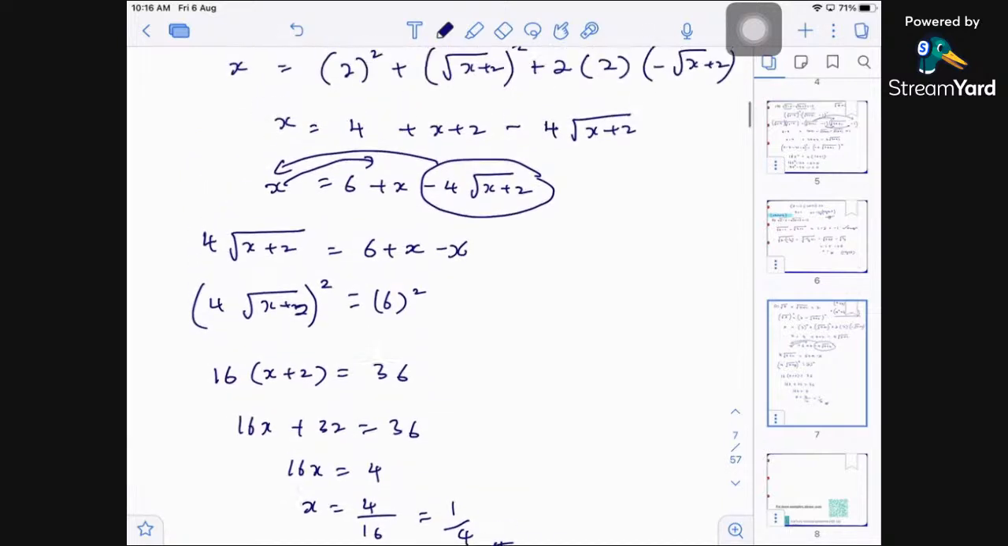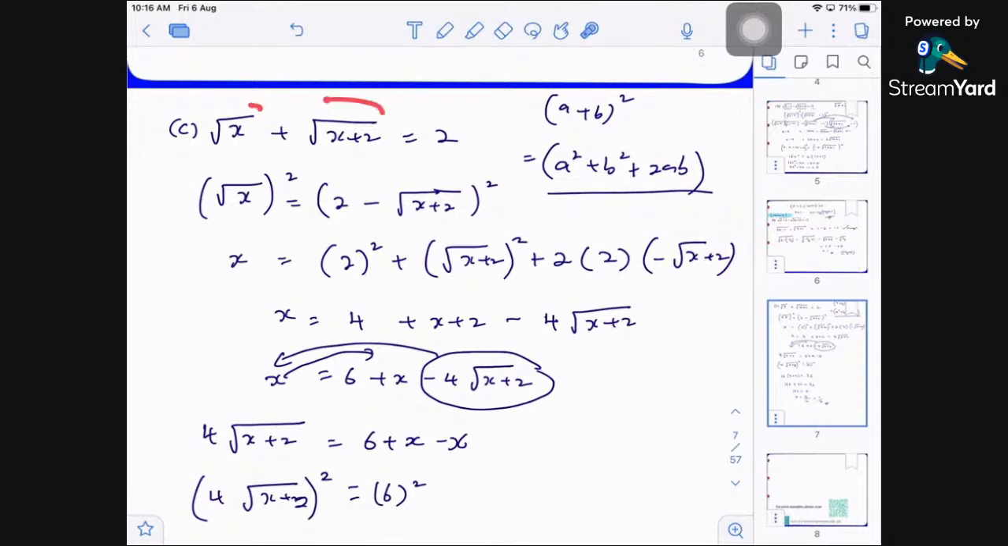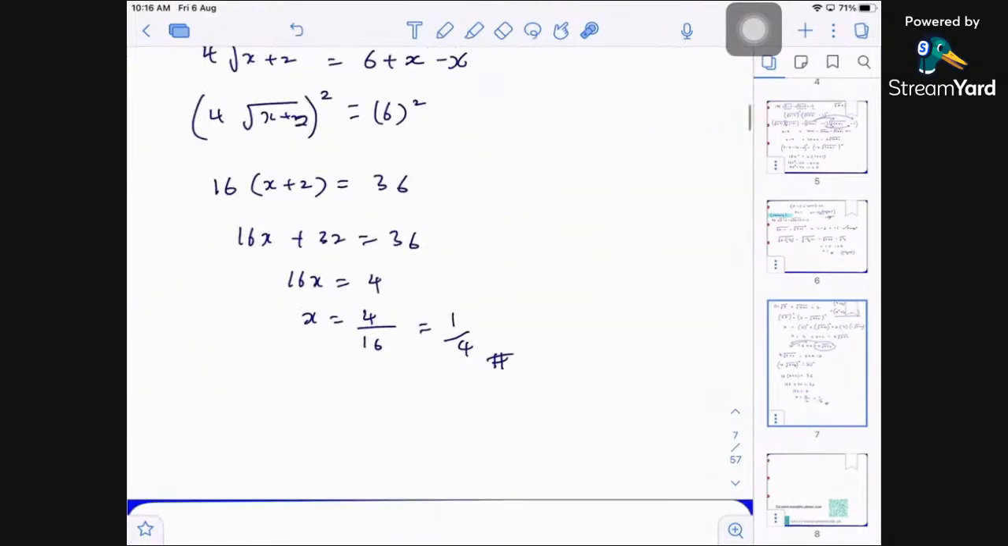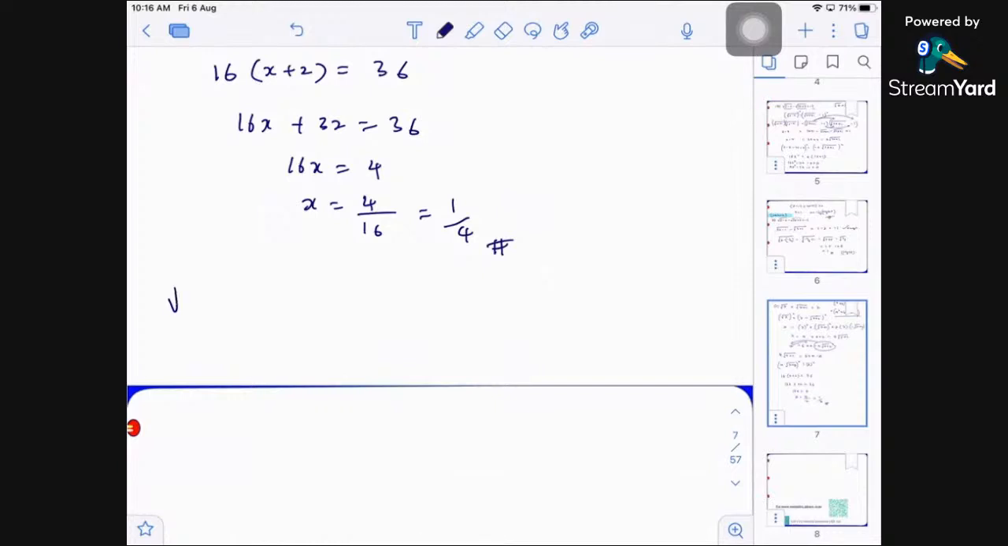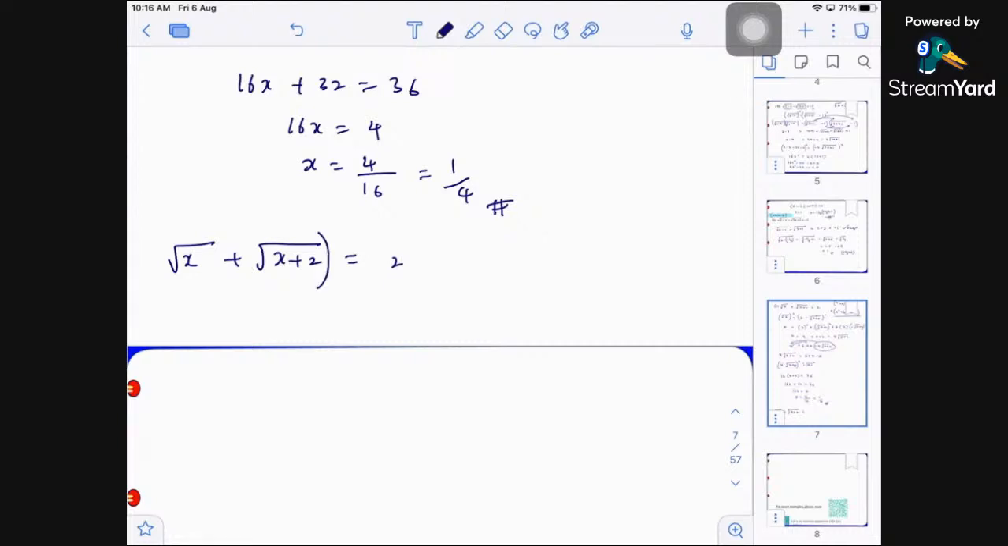Now, some of you might ask, sir, why do you shift this square root x plus 2 to your right hand side? If I never shift also can, no problem. I agree with you. The question gave square root x plus 2 equals to 2. If you don't want to shift, you just take the square on both sides, can, no problem. But just be careful here.